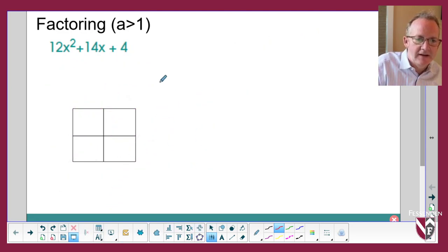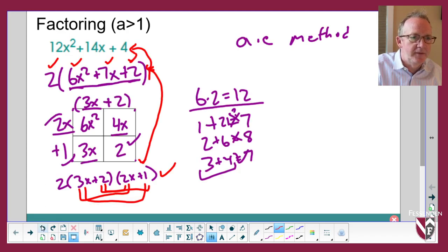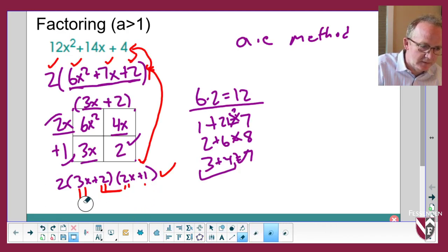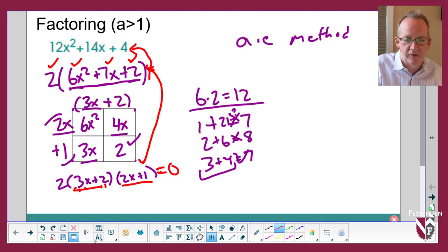And just think about it. If we had this equal to 0, that's a complicated problem. But if we have it in factored form, we have ways of solving this. If this is equal to 0, I can find answers pretty quickly. It's when this piece equals 0 or this piece equals 0. That's why we learn this, okay?